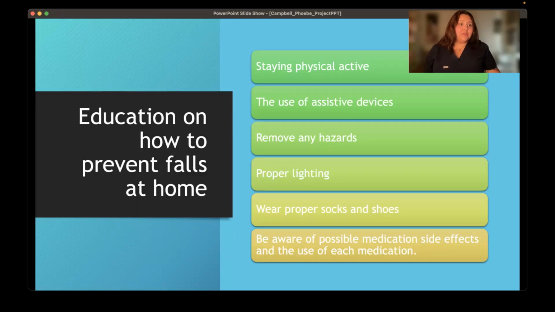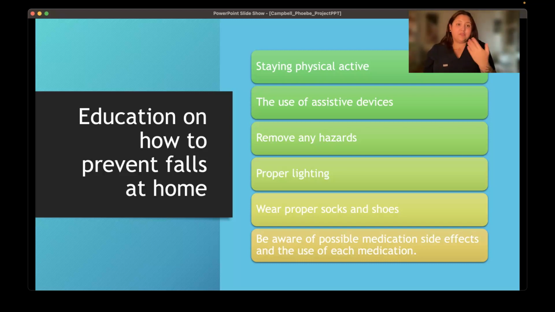Remove any hazards. Clean all walkways, those high traffic areas. Move all boxes, newspapers, electrical cords, phone cords. Secure any loose rugs with a non-slip tread, or remove the rugs altogether. Repair loose or broken floorboards or carpet. Store clothing, dishes, and food, and all other daily necessities in easy to reach places so that we're not climbing on any stools or chairs to reach high areas. And always clean up spills immediately.